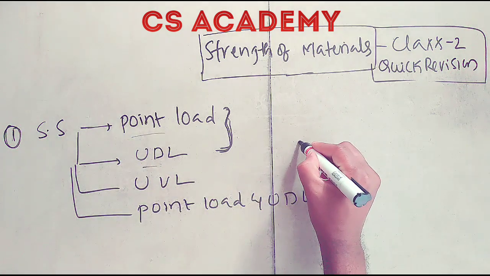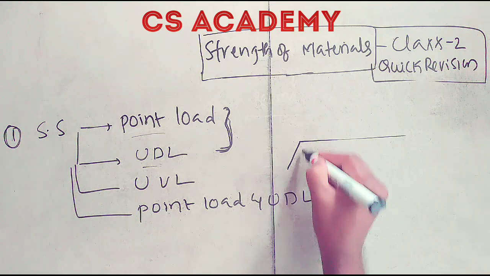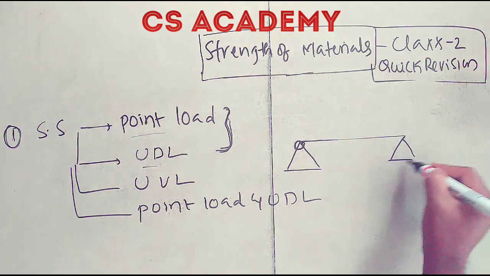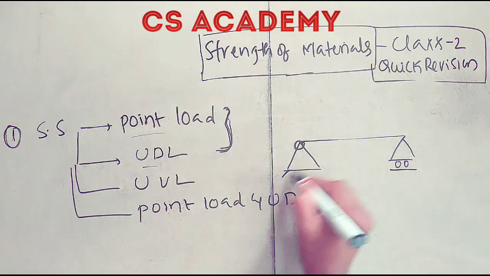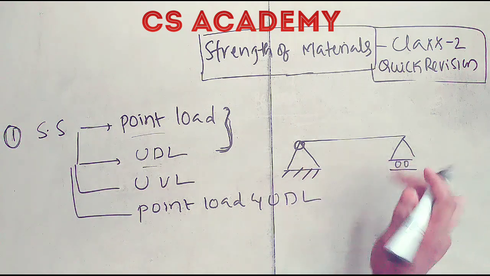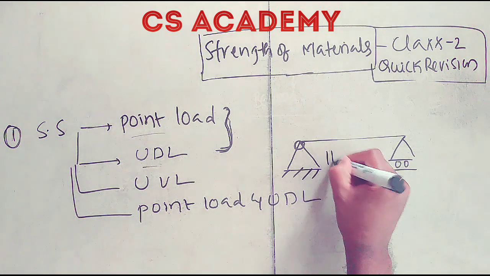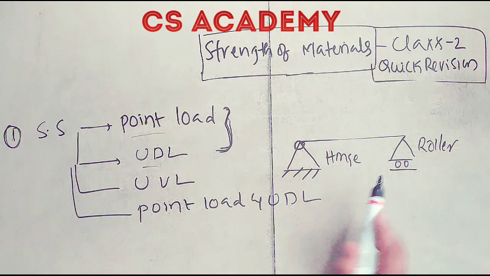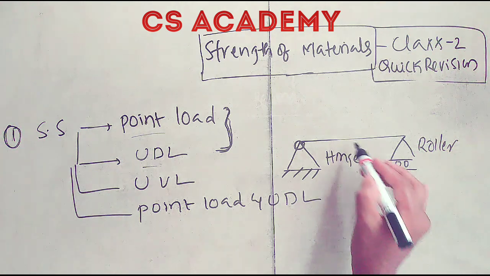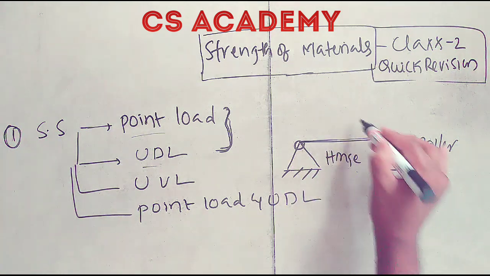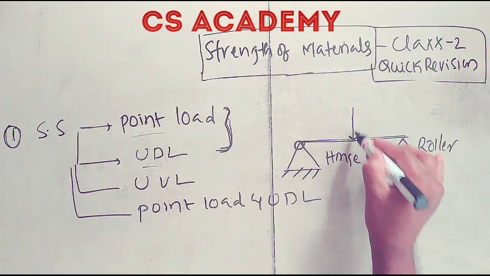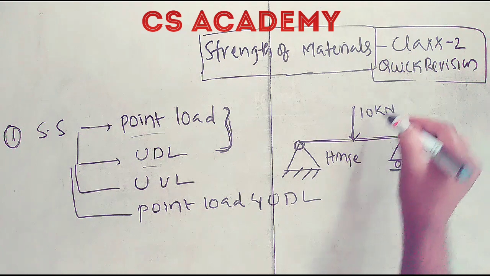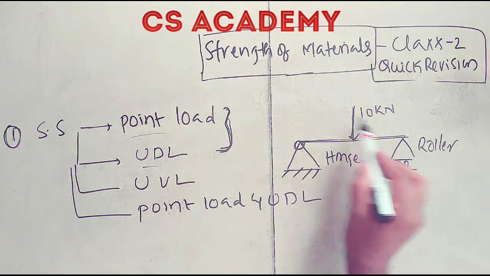First of all, what is simply supported? In a simply supported beam, one end is hinged and the other end is roller. This is called a simply supported beam. That is the main criteria. In the simply supported beam, suppose a load is applied, say a load of 10 kilonewtons, that is called a point load.